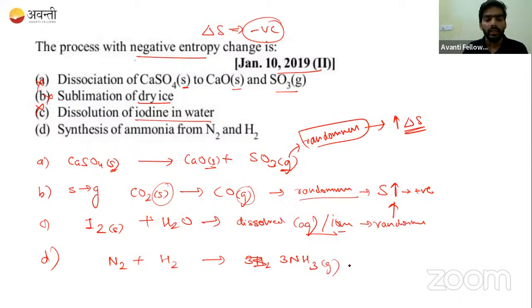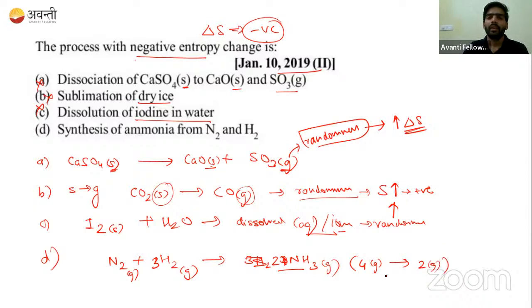Okay, if we balance the reaction, what will we get? Sorry, it should be 2 NH3. It will balance the reaction. Here 1 mole of gas, here 3 moles of gas, and here 2 moles of gas. That means a total of 4 moles of gas in the reactants is forming the ammonia, and we are getting only 2 moles of gas.